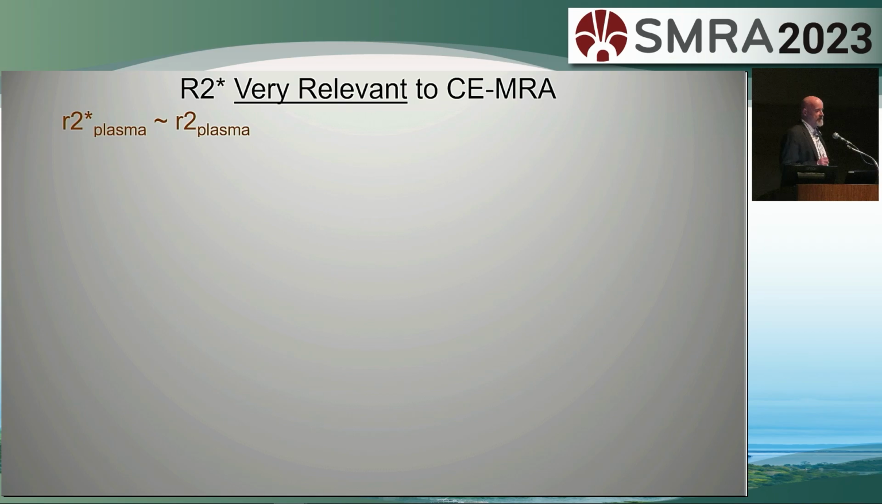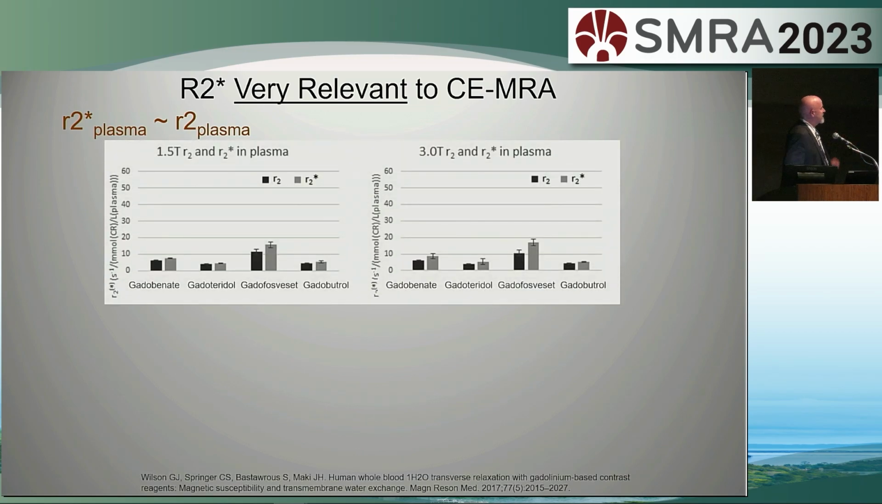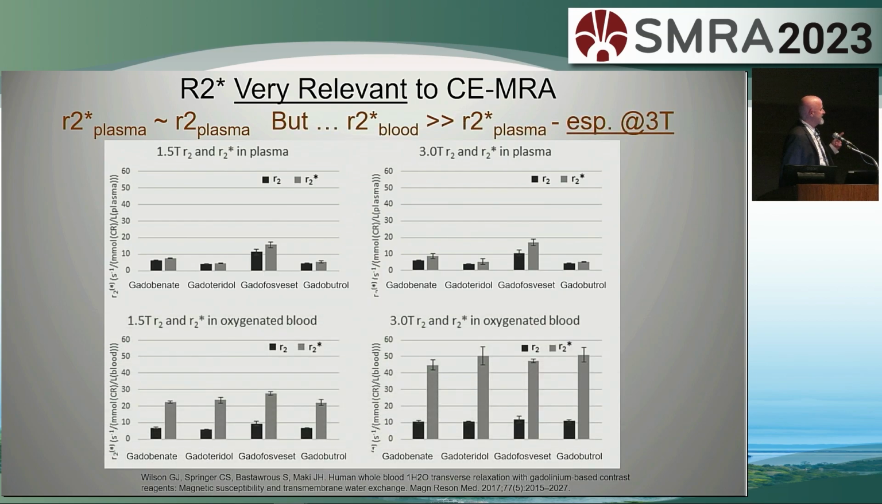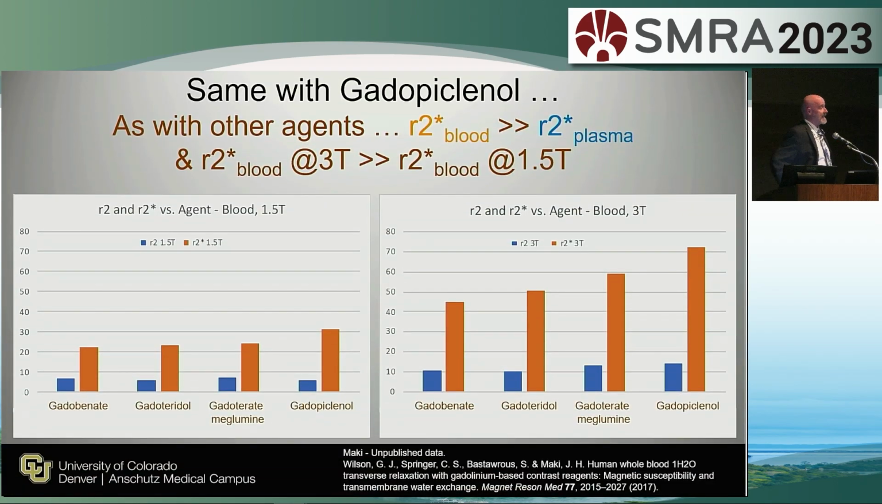The other thing that's very important to understand is little r2 star. What's happening to the T2 star in blood with these agents? So first off, this is going back to that original data that Greg Wilson and I did. The R2 and the R2 star aren't very different in plasma, but they are dramatically different in blood. You can see on the left bottom is 1.5T, the right bottom is 3T. You can see that the little R2 stars go up really, really high at 3T and really, really high in blood. So of course we have to look at that again as well.